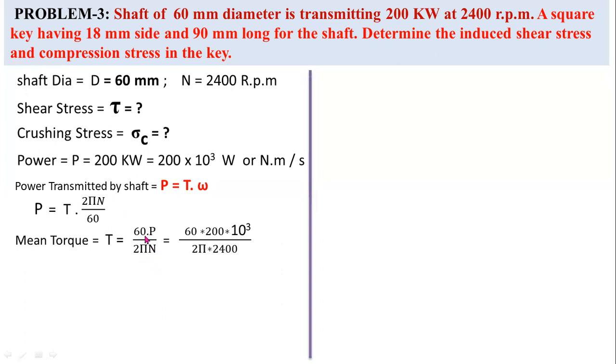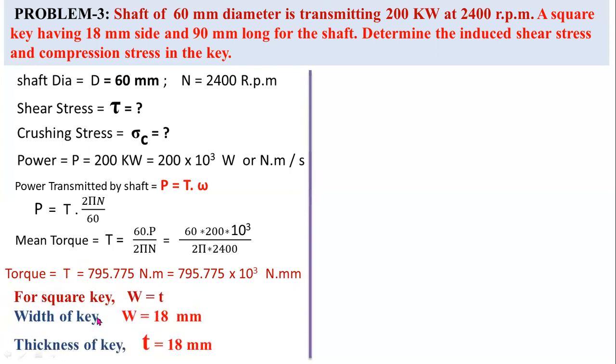From this equation, the torque transmitted by the shaft T equal to 795.775 Newton meter. Here the power is in watts, so the torque is in Newton meter. Force into distance, you have to convert this value into millimeters. So 1 meter equal to 1000 mm. So 795.775 into 10 power 3 Newton mm. This is the torque transmitted by the shaft.